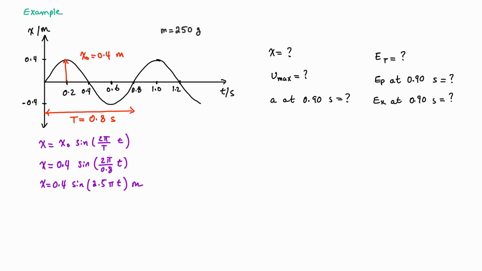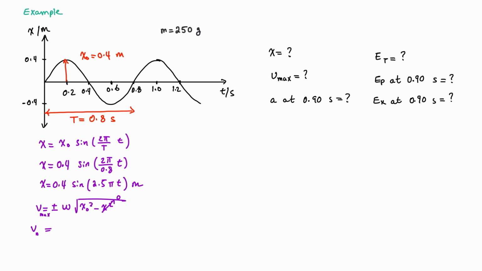For the velocity, we know the velocity is omega times the square root of x naught squared minus x squared. Again, we know that the maximum speed happens at the equilibrium position. That's when it's going the fastest, meaning that the position is going to be 0 when we want to figure out the max speed. So this is going to be plus or minus. We want the speed in this case.